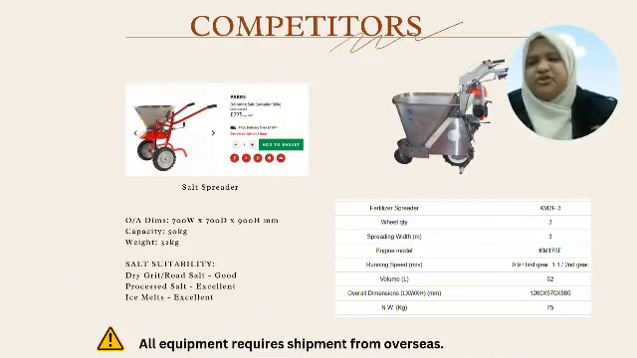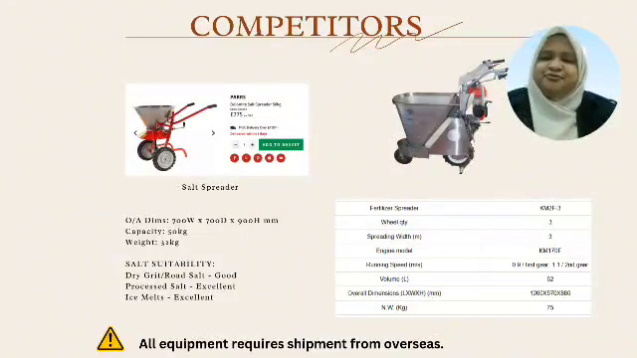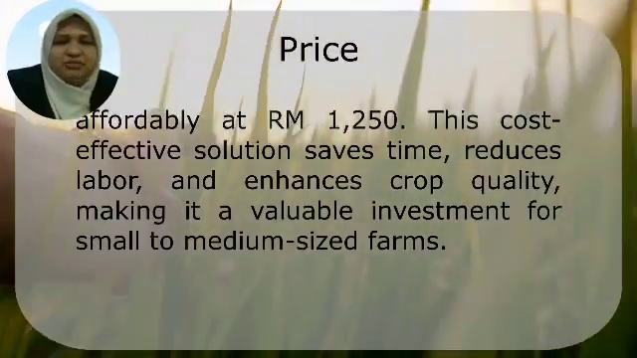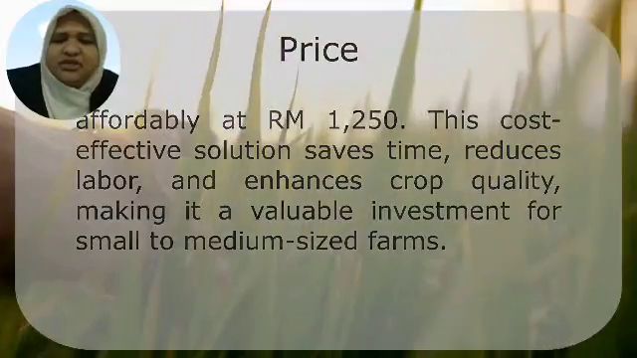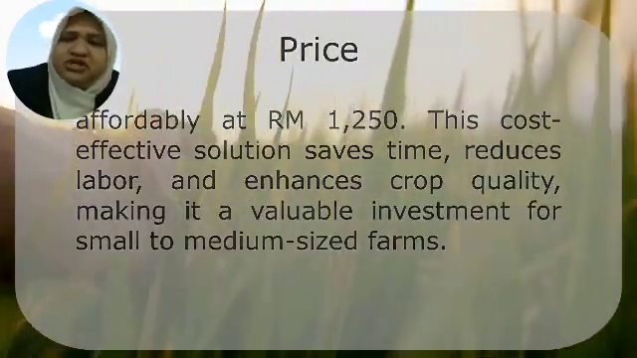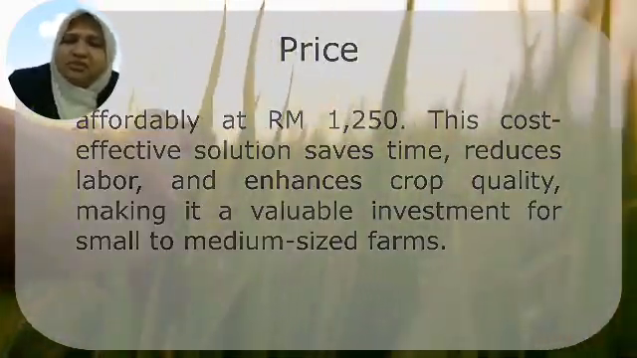We are equipped to handle the Malaysian market using our automated robot spreader. We have strategically priced the Dolomite spreader robot at 1,250 ringgit, ensuring a balance between affordability and the value it offers to farmers. This pricing not only makes the technology accessible, but also supports sustainable farming practices by addressing key challenges.